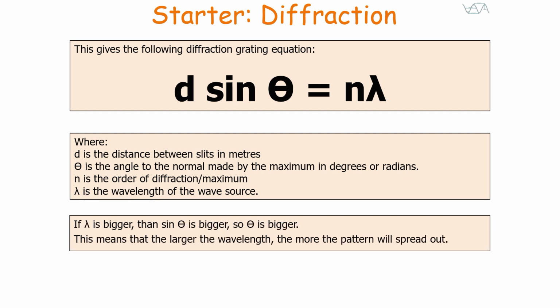From this equation, if lambda is bigger, then sine theta is bigger, so theta in general is bigger. This means that if you increase your wavelength, the diffraction pattern produced will spread out. Whilst if d is bigger, sine theta is smaller, so theta is smaller. This means that the coarser the grating, the less the pattern will spread out.